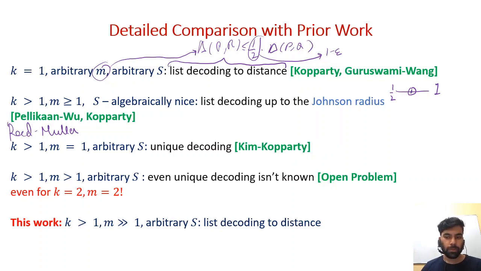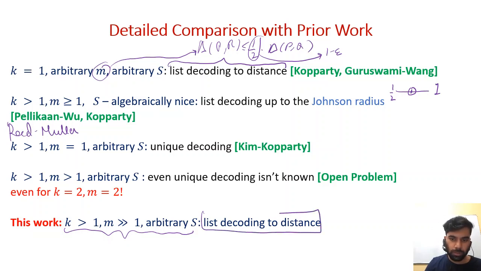In this paper, we explore some territory of this region of k being greater than 1 and m being greater than 1 with arbitrary set of evaluation points S. In particular, we explore this region where the multiplicities are fairly large. Here we are able to list decode all the way up to distance. So we exactly do what Kopparty and Guruswami-Wang did in the case of k equal to 1.